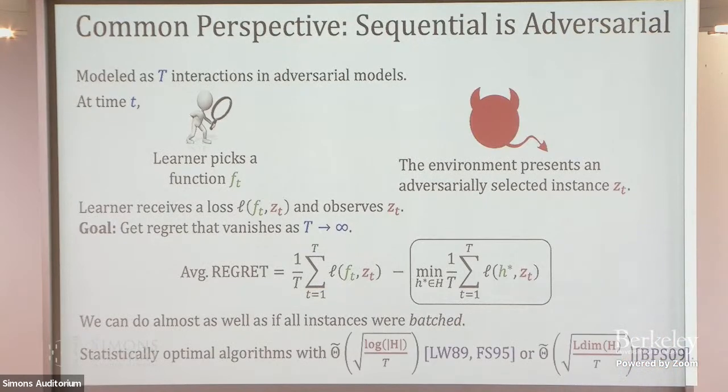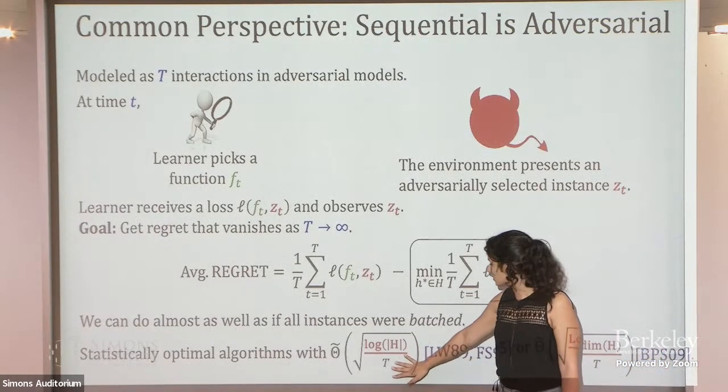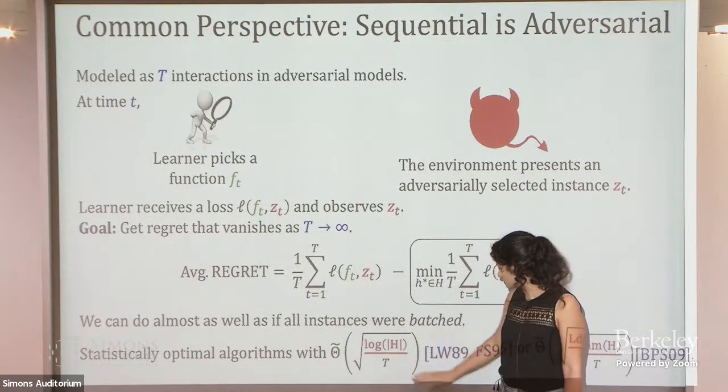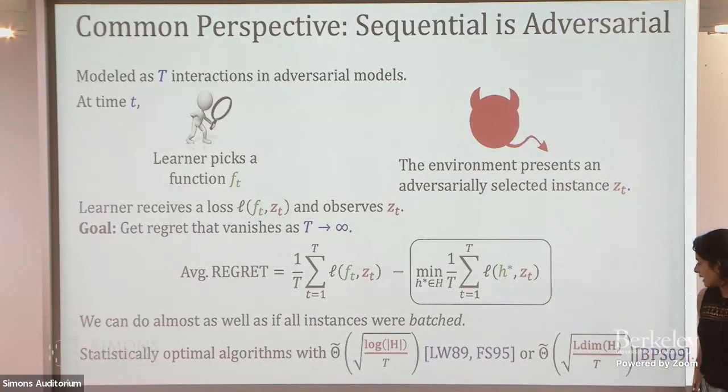By now we know that these problems can be solved, especially in the full information setting. We actually understand them really well. For decades, we have been able to understand them. We know that when the function class is finite, you can get square root of log of H over T. This was a celebrated result of Freund and Schapire. And also when the class is not finite, this optimal achievable regret is defined by something called the Littlestone dimension. This was a result of Ben-David, Pal, and Shalev-Shwartz.